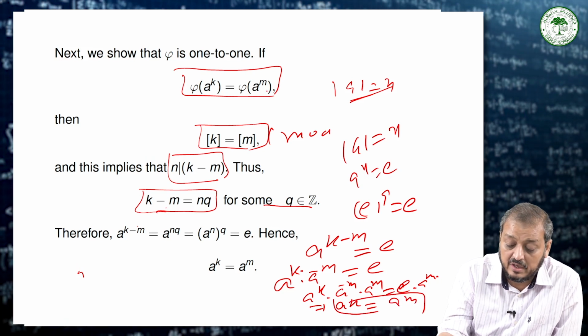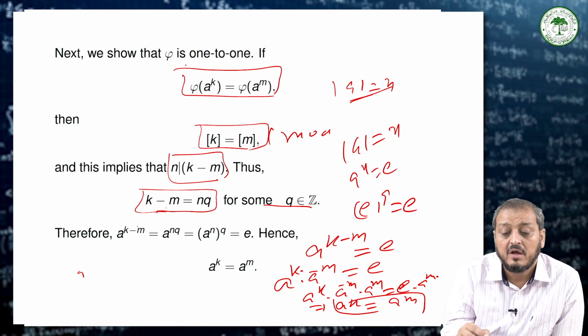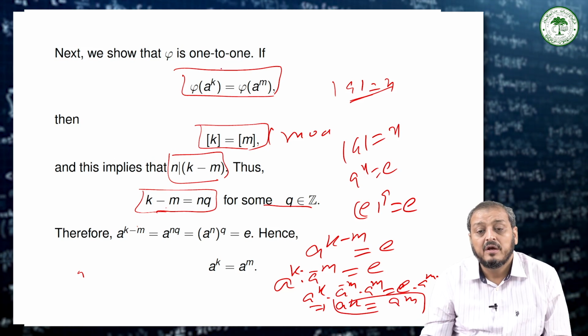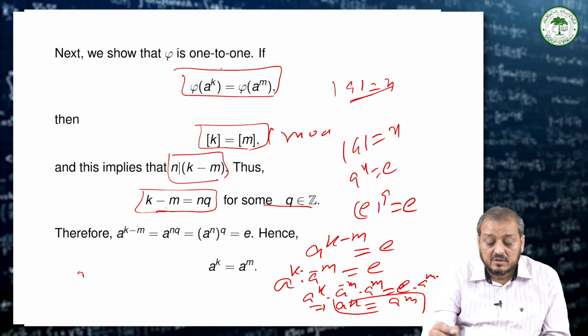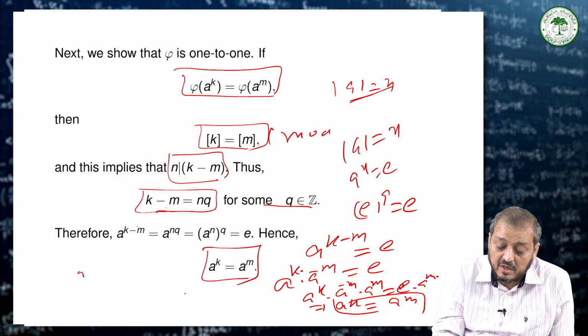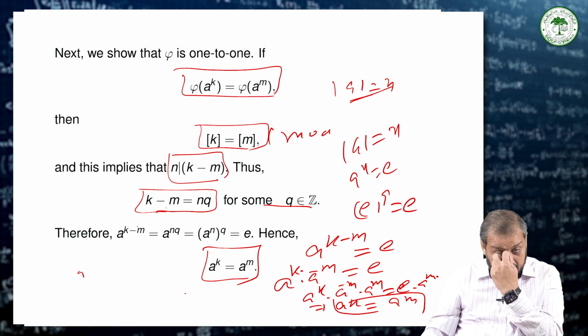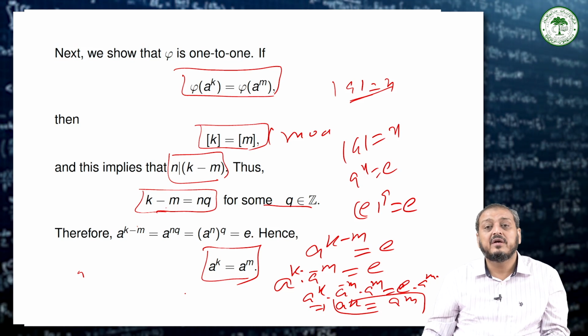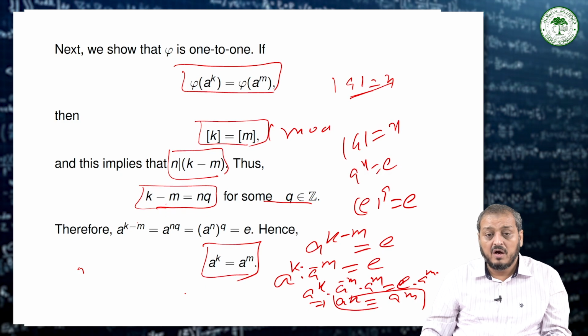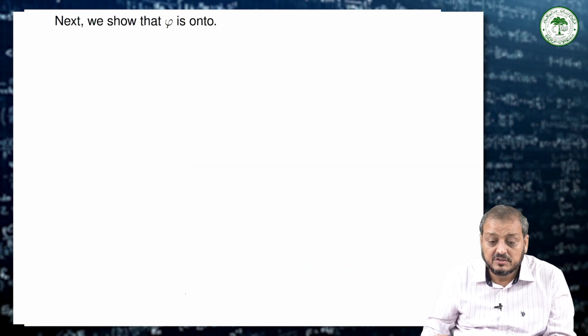So we show that if phi of a to the power k is equal to phi of a to the power m, then a to the power k is the same as a to the power m. So we prove this clearly: phi is one-one. Now we try to show that phi is onto.